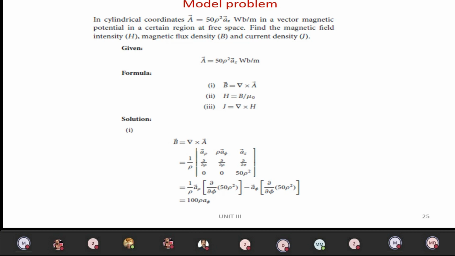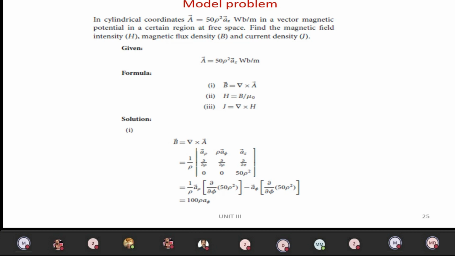So B equals del cross A. Once you find the B value, you can find the H value. H equals B by mu naught. So first we find the B value, B equals del cross A, which is 1 by rho, determinant of a rho, rho a phi, az, dou by dou rho, dou by dou phi, dou by dou z. That is the value we find. After finding the B value, you can go for H. H is equal to B by mu naught.